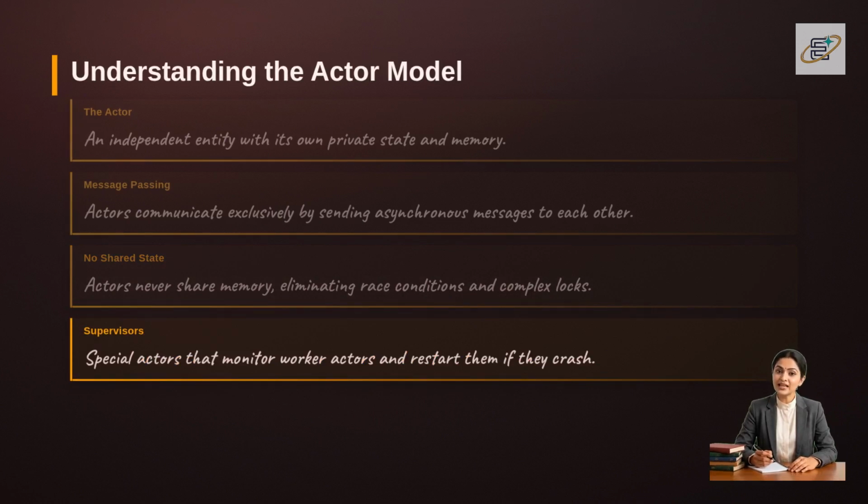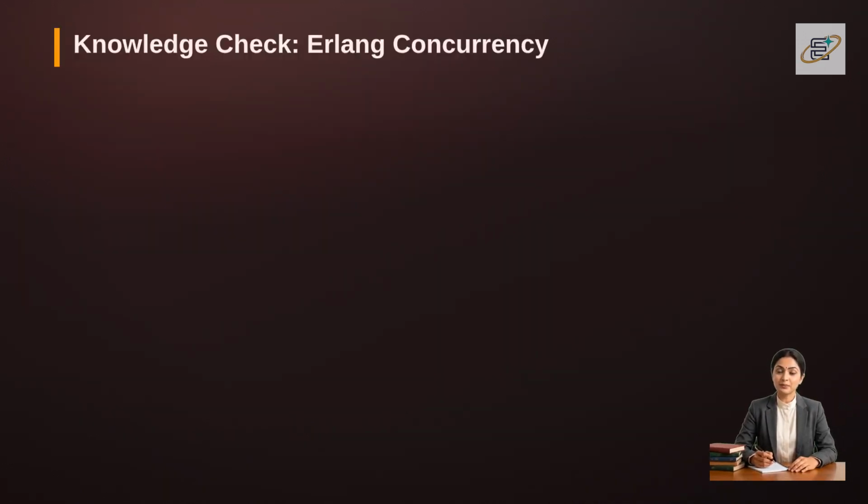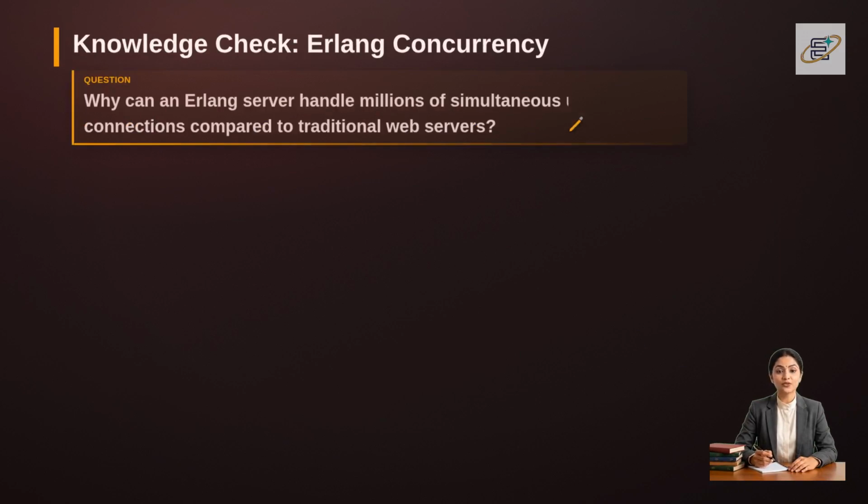If a worker actor crashes due to a bug, the supervisor instantly restarts it, making the system incredibly resilient. Let's pause for a quick knowledge check to ensure you are grasping these core architectural concepts. Here is your question. Why can an Erlang server handle millions of simultaneous user connections compared to traditional web servers?